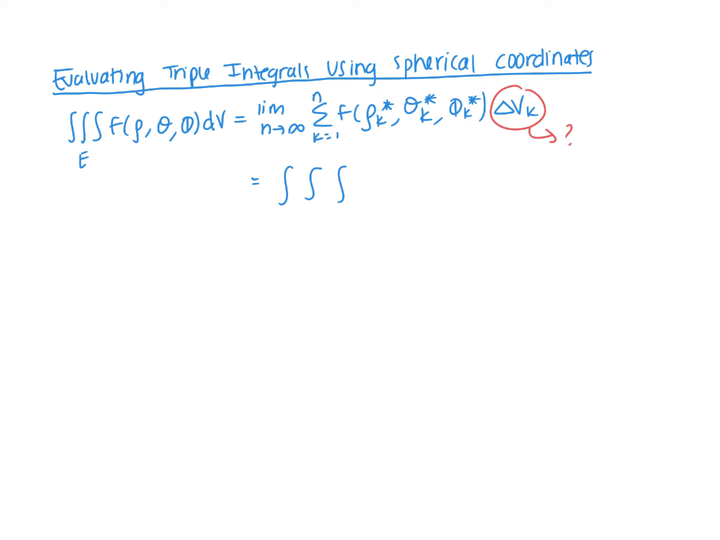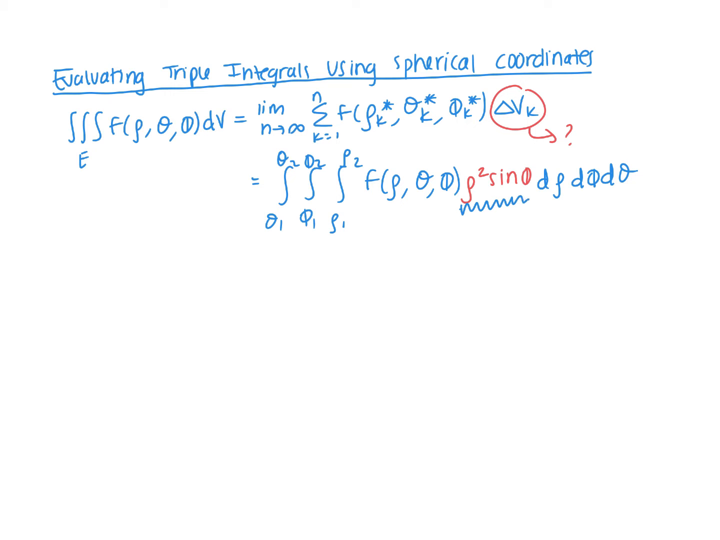This will become a triple integral with our function f of rho, theta, and phi. Limits-wise, we're going to go from rho 1 to rho 2, theta 1 to theta 2. By convention, you do rho, then phi, then theta. If you remember when we converted from rectangular to cylindrical, you had that extra r. In this case, you will get rho squared sine of phi, and then d rho, d phi, d theta. So every time you evaluate a triple integral in spherical, you're going to have to add that rho squared sine of phi.